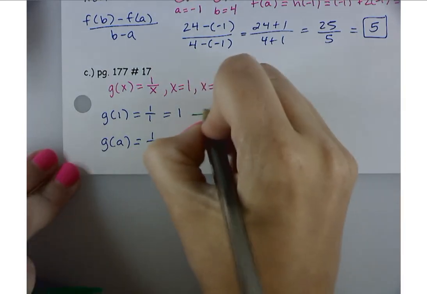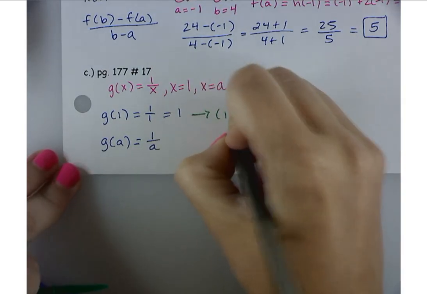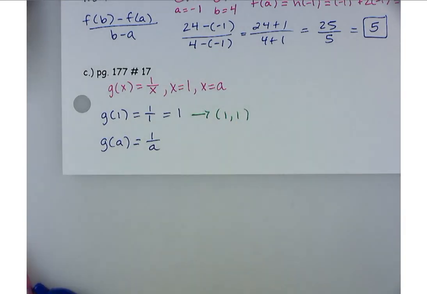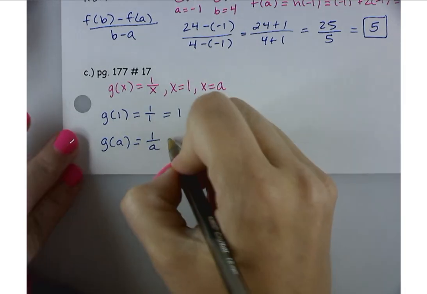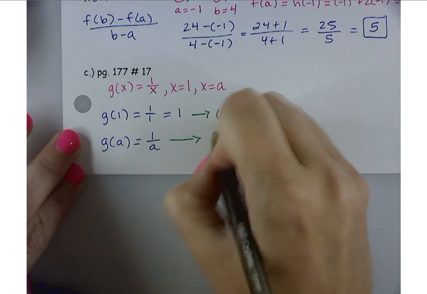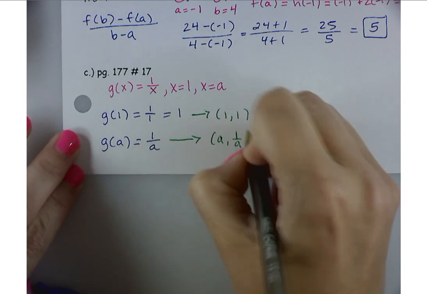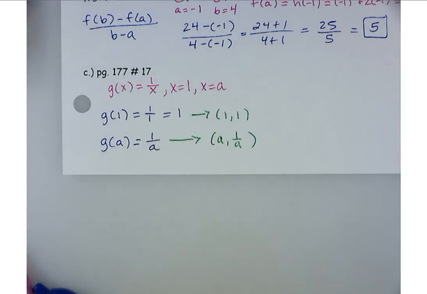Okay, so our 2 points, let's write what the point's going to be. So we plugged in 1, we got out 1. 1, 1 is going to be our point. For this one, we plugged in a, we got out 1 over a, that's going to be our other point. So from there, do you think you guys could do the setup for the change in your outputs over the change in your inputs? Some of you already do it?